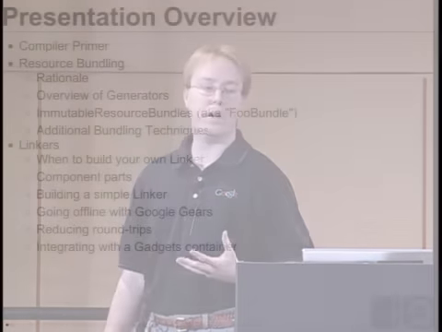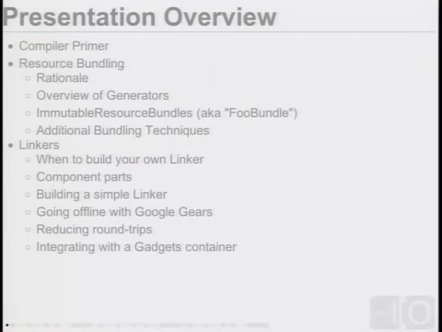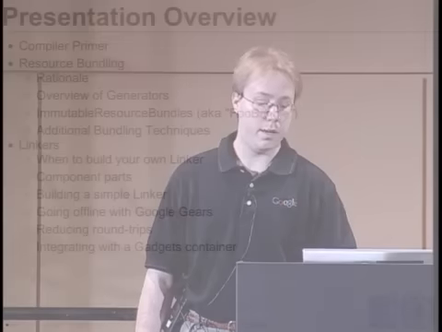So, just a really quick overview of what to expect in the presentation. We'll start with a very quick look at the 5 things you need to know about what the GWT compiler does when you run a compilation process. Then we'll have 2 halves talking about resource bundling, some techniques there. And then I'll get into linkers and walk you through. Linkers are best explained by examples, so I'll go through some very simple examples from actual code that you can go download that is in production today.